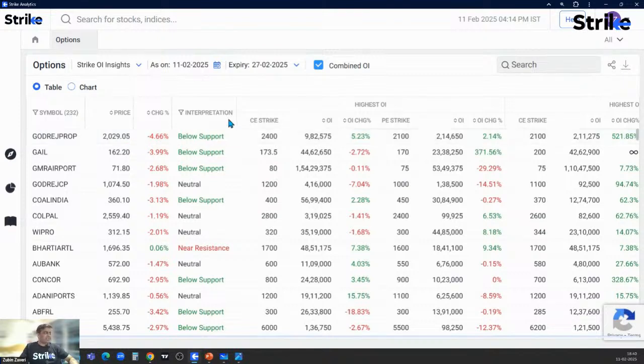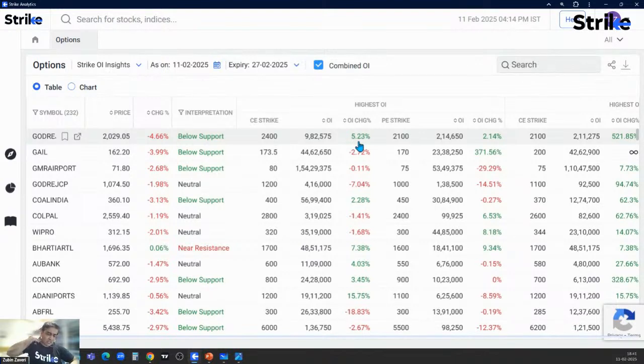All right, then we have this interpretation column. What is this interpretation column? I will come to this in a while. But besides that, we have CE strike, meaning call option strike price. So the 2400 strike price, its open interest is 9,82,000 contracts. And today the call option OI changed by 5%, meaning the open interest went higher.